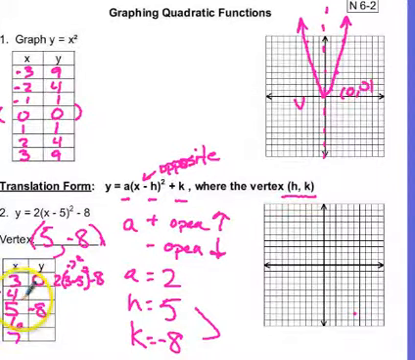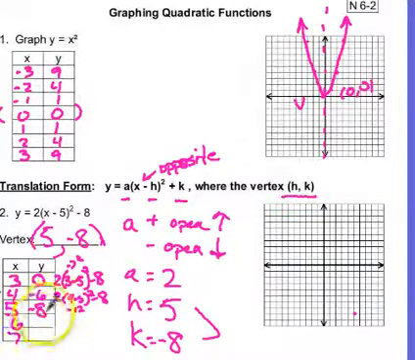All right, I'm going to do the same thing again. I'm going to take the 4 and plug it in for the x. I'm going to do 2 times 4 minus 5 squared minus 8. 4 minus 5 is -1. -1 squared is +1. Times 2 is 2. Minus 8 is -6. So I get -6 out of all that mess. Whether you're doing it in your head or on the calculator, you're still going to get -6.